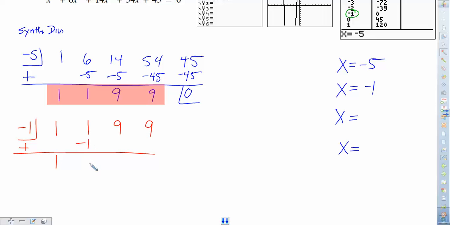Bring down the 1. There's -1. Add that up, you get a 0. That should be a 0. Add that up, that's a 9. Negative 1 times 9 makes negative 9. And booyah! There's the 0 right there.